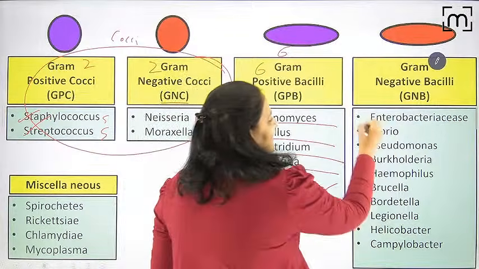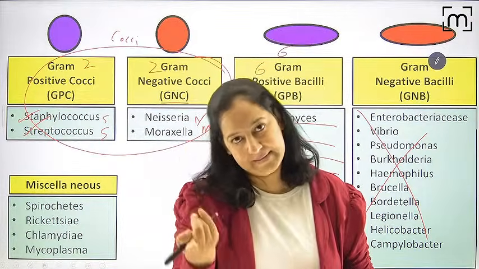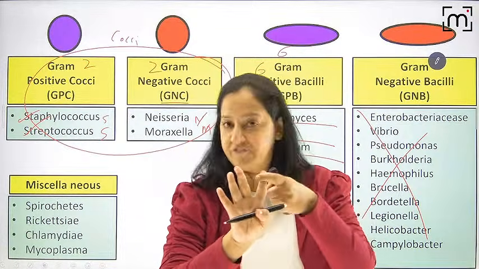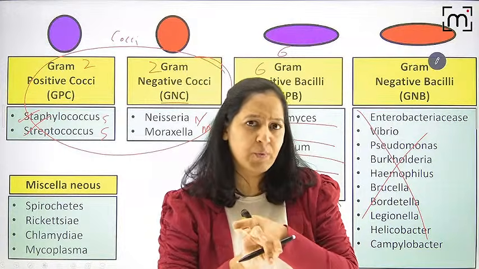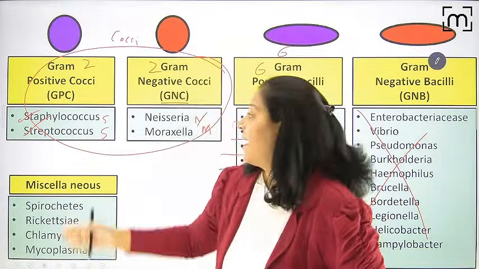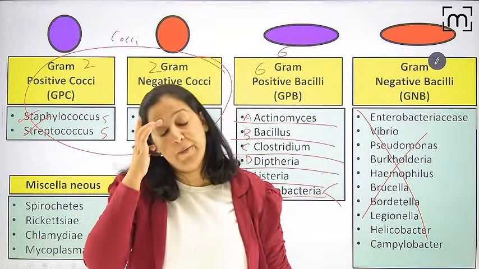Okay? Don't learn this category, because whatever is left will fall in the last category. Common sense. There are 4 categories. You learn first, you learn second, you learn third. Now whatever is left will fall in the fourth one. So remaining all bacteria, except these 6, will fall in gram negative bacilli. Okay, it is the biggest category.